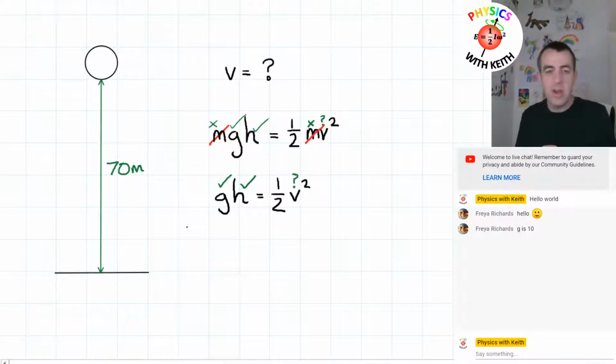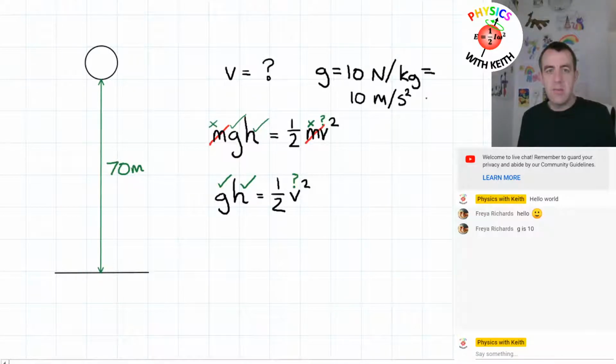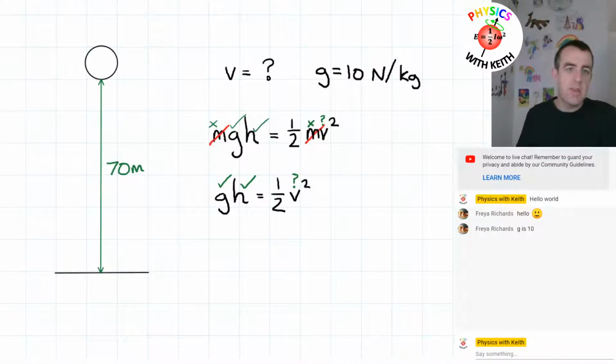Yes, g, Freya, you are correct. g is 10. We would need a unit with that. So let's write that down. g is 10. And you can either call it newtons per kilogram, which is the unit of gravitational field strength, but that is in fact equivalent to 10 meters per square second. They're equivalent units. We're not doing any real sort of mechanics yet with acceleration, so we'll stick with newtons per kilogram for now.